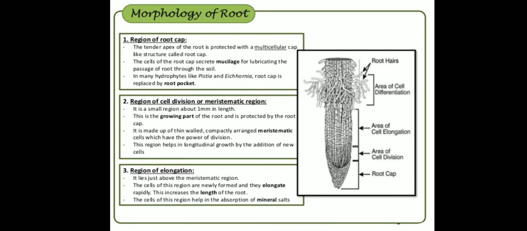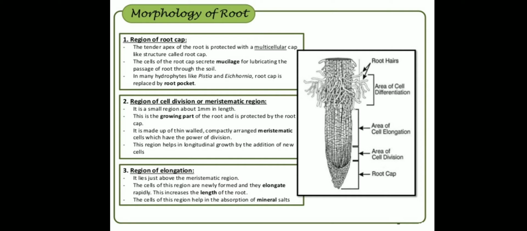So this is the meristematic region, means it has meristematic tissues, and you know meristematic tissues help the elongation of roots. Okay, and it is made up of thin walled compactly arranged meristematic cells, as I already told you, which have the power of division. And this region helps in longitudinal growth by the addition of new cells because of the presence of meristematic tissues there.